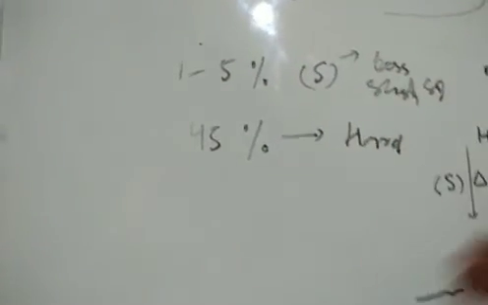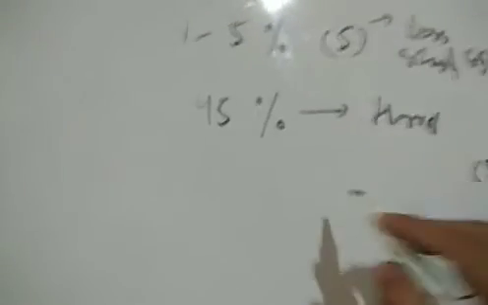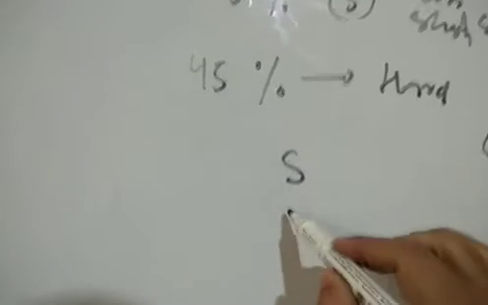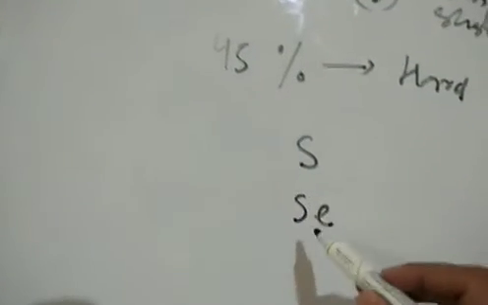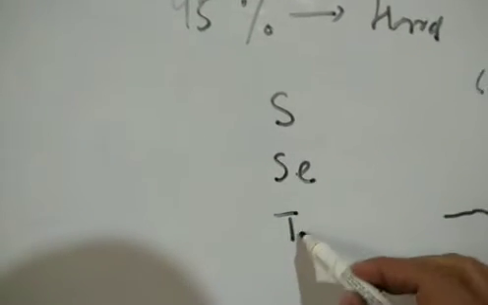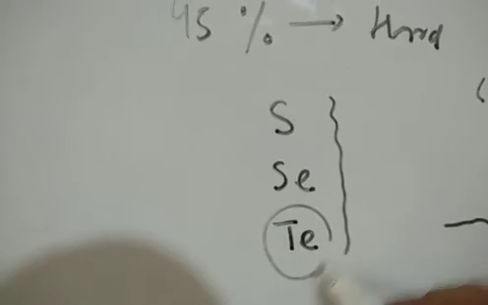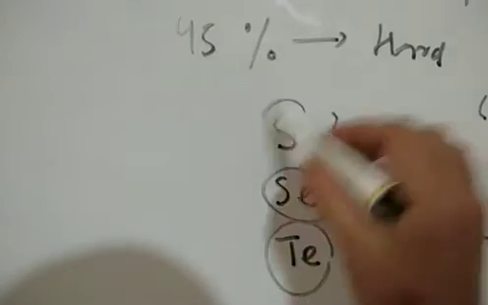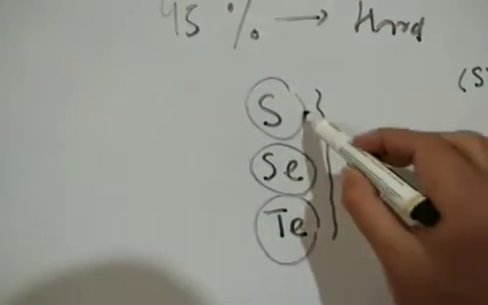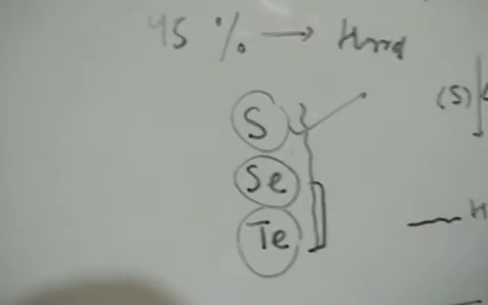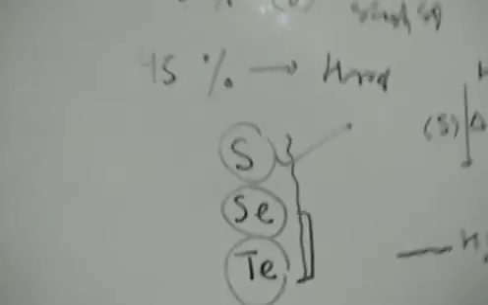With other agents also we can vulcanize rubber, that is sulfur and selenium. So we can use sulfur, selenium and tellurium also. So these are also the atoms or the elements apart from sulfur which can be used for the vulcanization. So this is one portion of vulcanization.